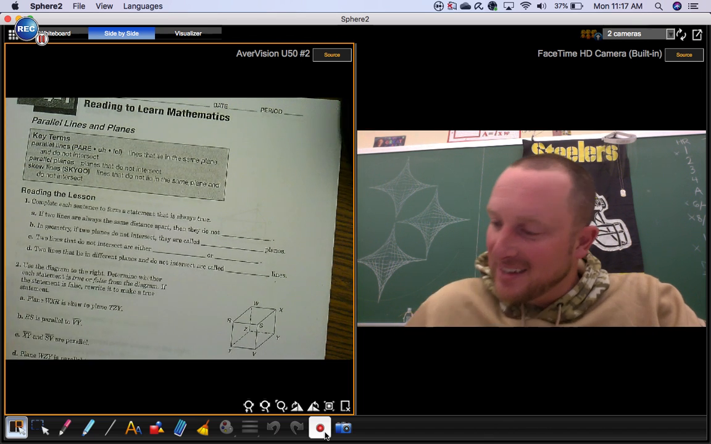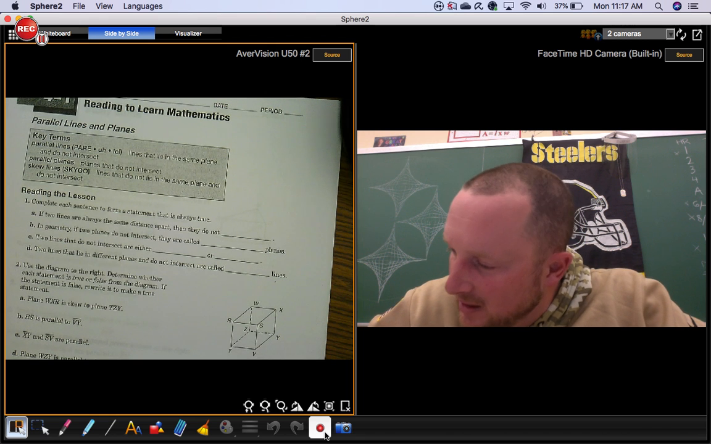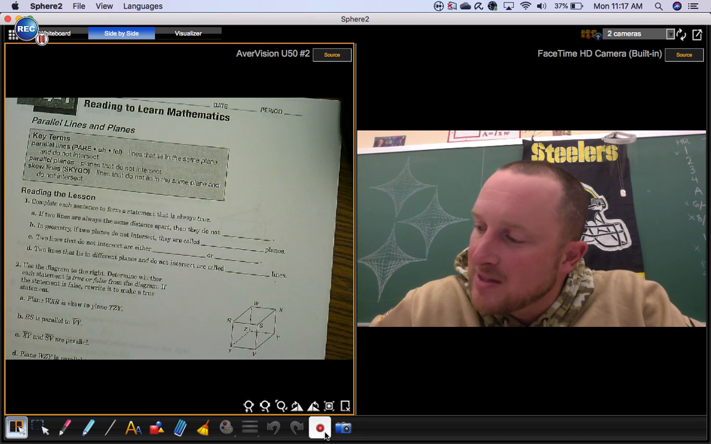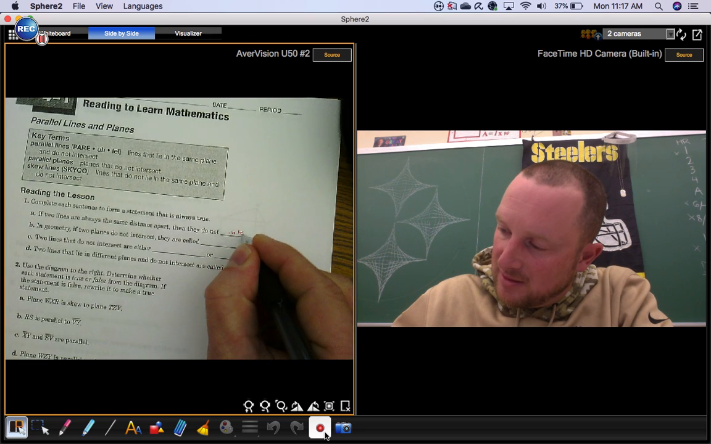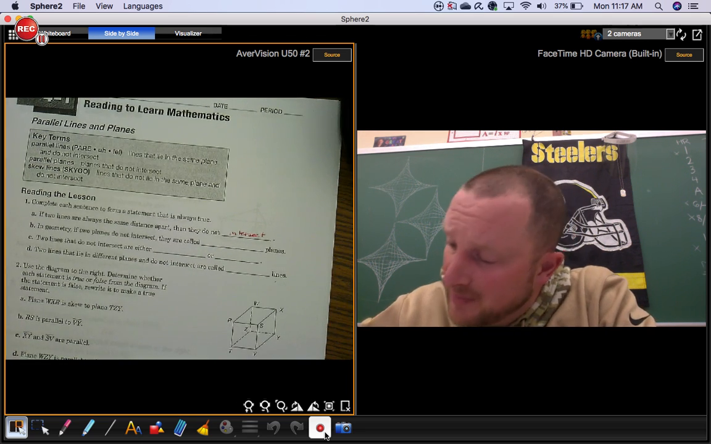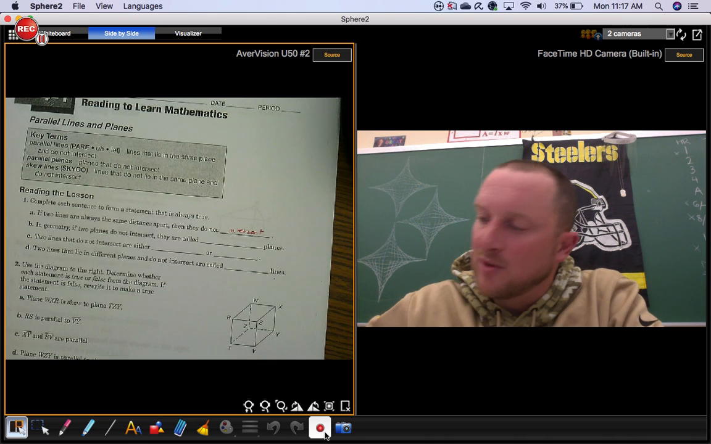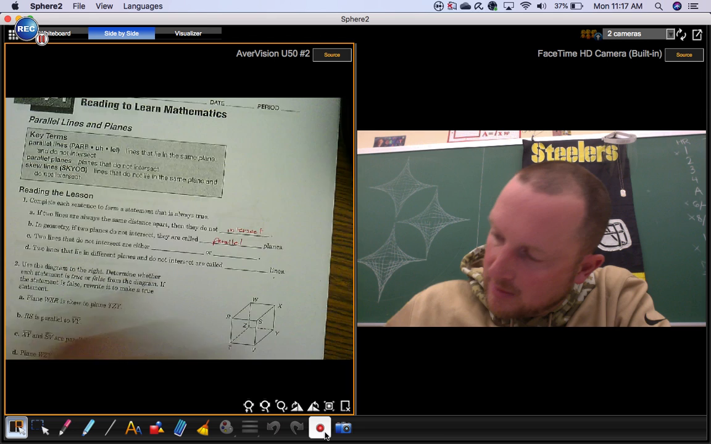So, completing the lesson. Complete each sentence to form a statement that is always true. If two lines are always the same distance apart, then they do not intersect. Part B. In geometry, if two planes do not intersect, then they are parallel planes.